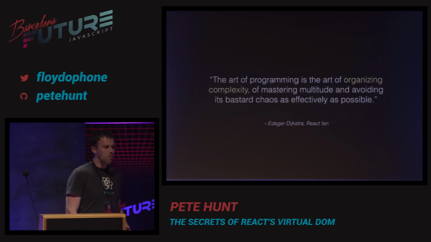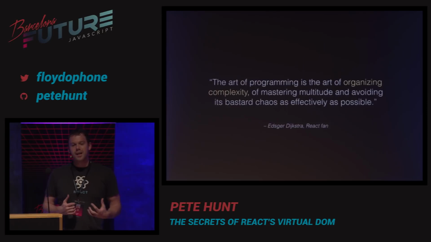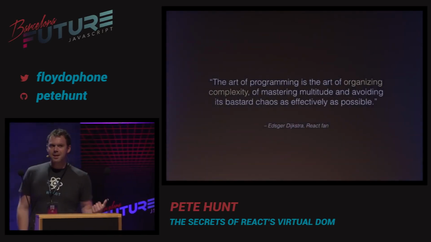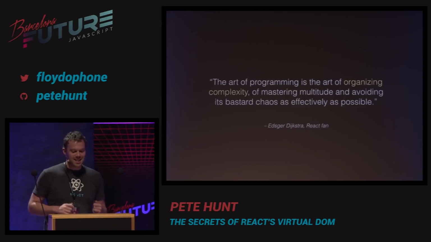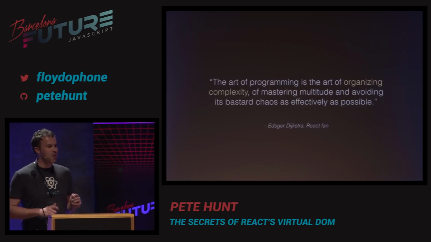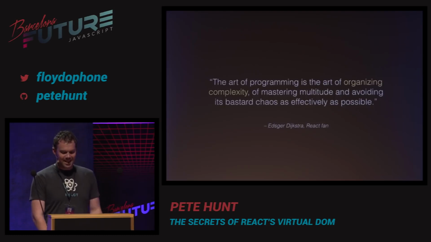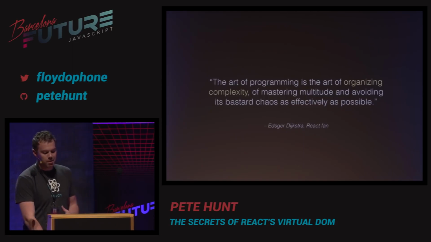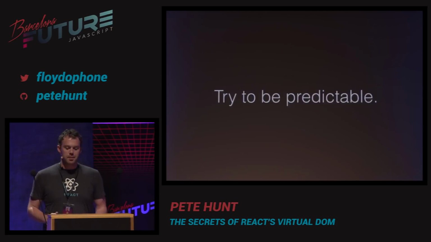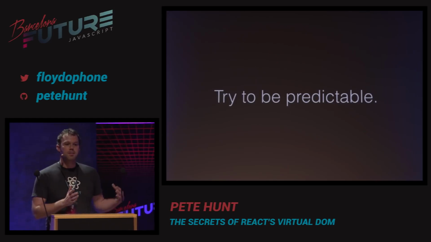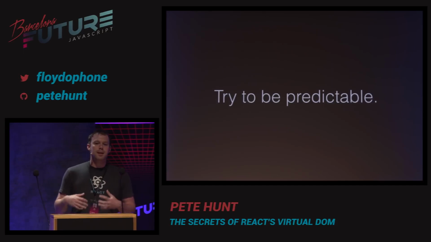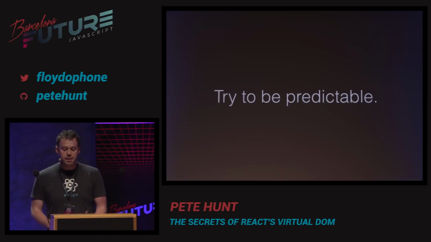The good news is we're programmers, and our job is to organize complexity. So Jeremy beat me to the Dijkstra quotes today, but I got plenty of them. So the art of programming is the art of organizing complexity, of mastering multitude, and avoiding its bastard chaos as effectively as possible. One of the most important techniques we found is to focus on being predictable. I want my app to break the same way in development that it does in production. And I want to be able to reproduce the state of my application without doing too many imperative operations that are difficult to test and reproduce.